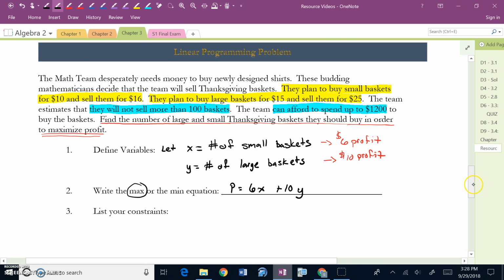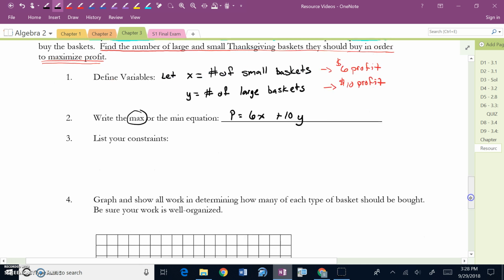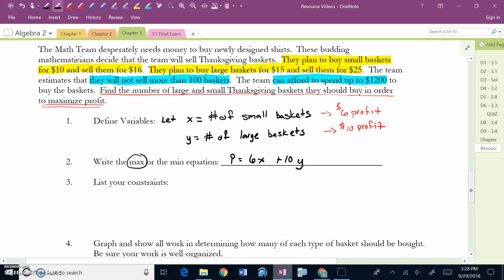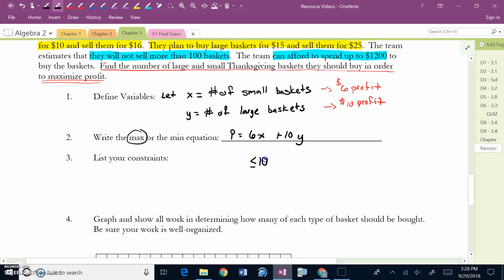Okay, now we're going to list our constraints, and that's what I have highlighted in blue. They cannot sell more than 100 baskets. So that's going to be a constraint where they are selling less than or equal to 100 baskets. We've defined baskets as x and y. That's a sum. x plus y, selling small baskets plus selling large baskets, has to be less than or equal to 100. And they can afford to spend up to $1,200. So up to is another less than or equal to $1,200.